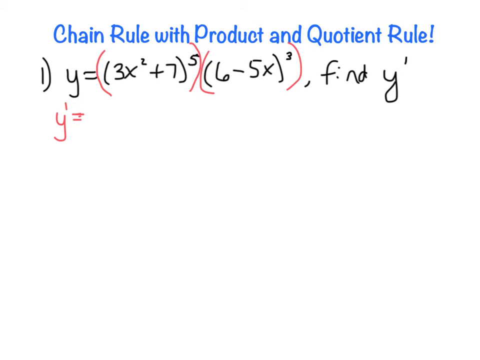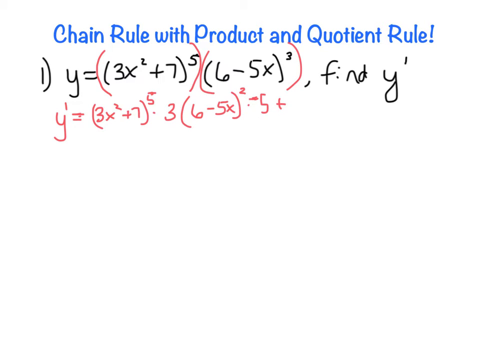So we go the first, which is my first quantity there. So that would be 3x squared plus 7, keep it to the fifth. Okay, times the derivative of the second. So I'm taking the derivative of this second piece. So to use the chain rule, that means I'm pulling my 3 down, okay, keeping the inside 6 minus 5x, raising that now to the second, times the derivative of the inside, which is negative 5.